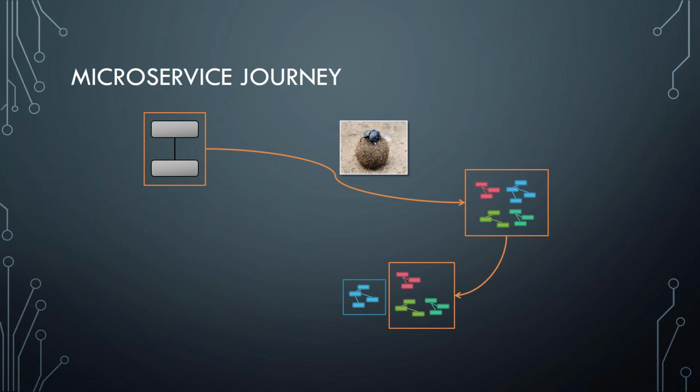So maybe this blue component that we are extracting in this next step is a component that can live separately or has a different release cycle. Maybe there's a different team working on that. Quite often the deployment units reflect the team structure of the software that's being created. So now this blue team can deploy their software independently of the rest of the team.